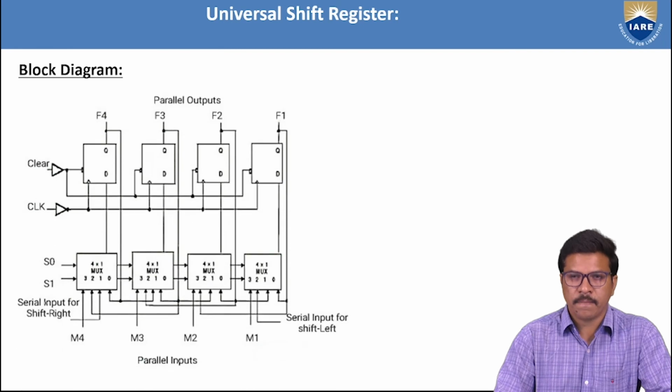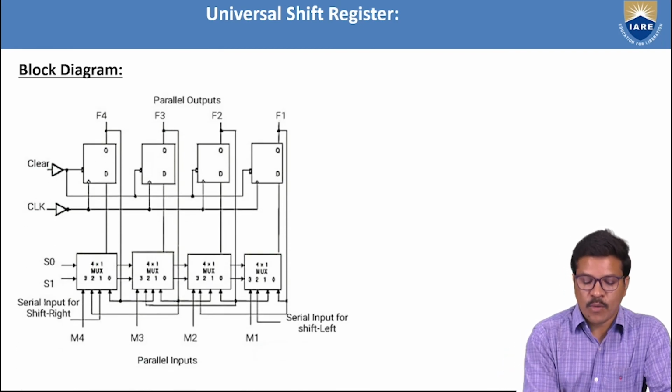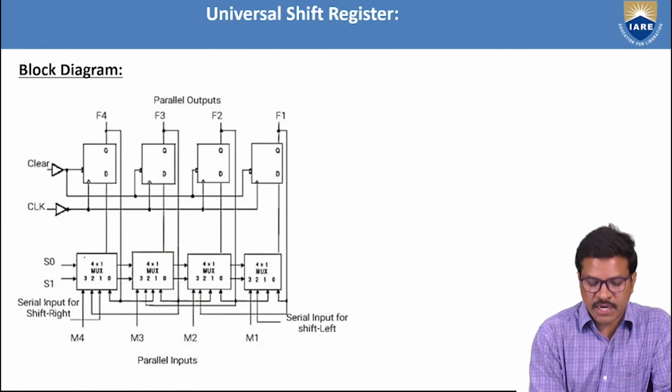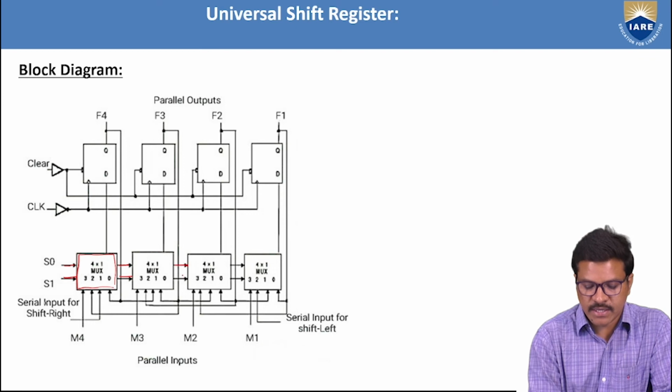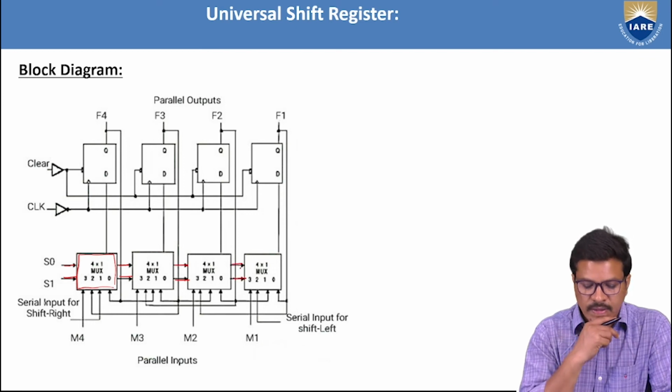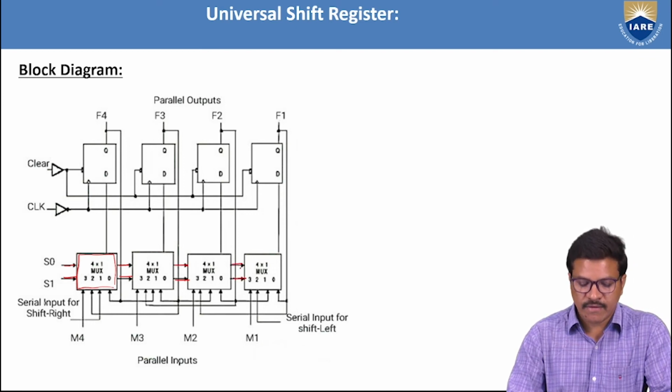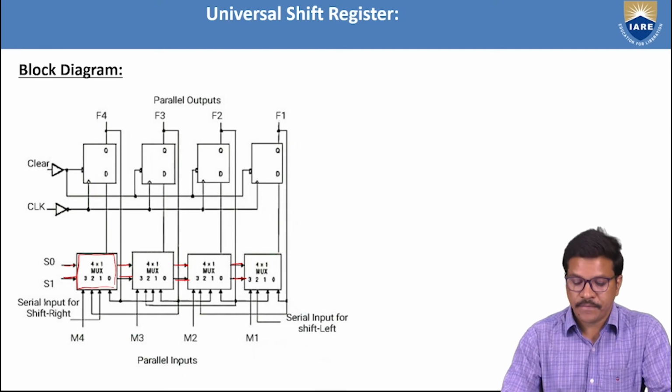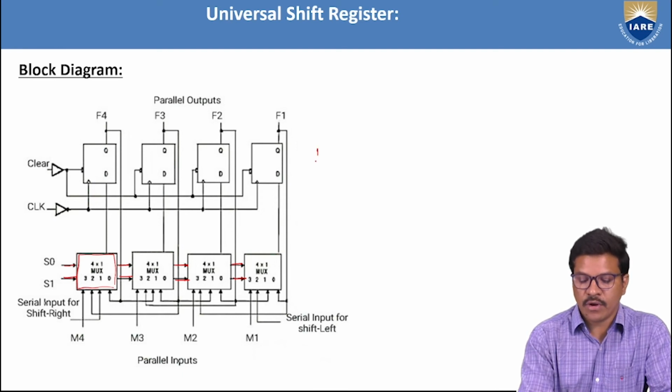This is the diagram. In this diagram, we have 4 multiplexers, and each multiplexer is provided with 2 select lines, S0 and S1. These S0, S1 select which input is selected, and then we have 4 D flip-flops.